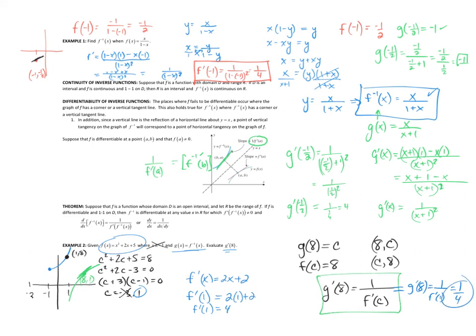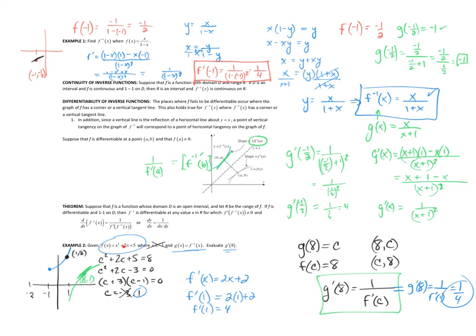So we were able to use our inverse slope relationship even though we never actually found the inverse function. We just used this kind of shortcut. To wrap up, when we're asked to find the derivative of an inverse function at a particular value, most times you're not going to have that inverse function. You're not going to have access to it. You're not going to be able to go find it.